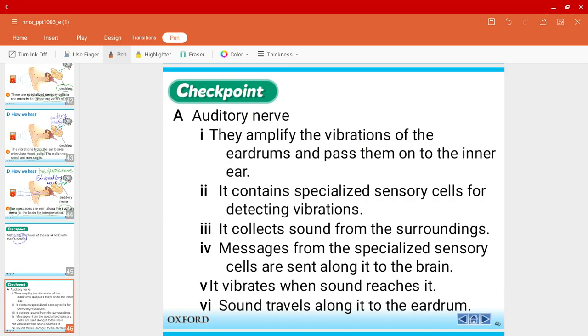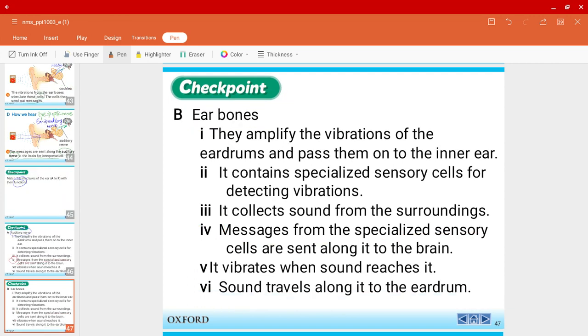First off, we have the auditory nerve. What's the function of the auditory nerve? As we've learned just now, the auditory nerve sends messages from the specialized sensory cells to the brain. So the answer is number 4. How about the ear bones? What do the ear bones do? Remember, they amplify the vibrations of the eardrum and pass them on to the inner ear. So for B, the answer is number 1.